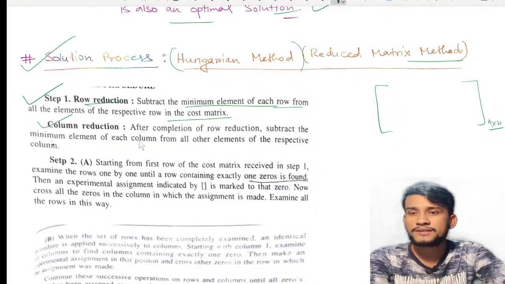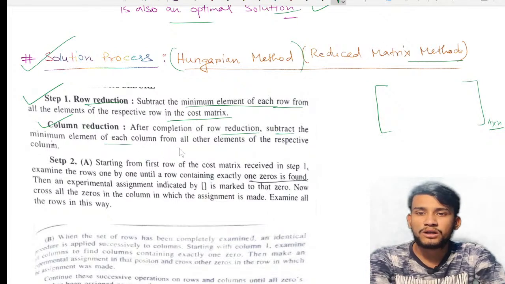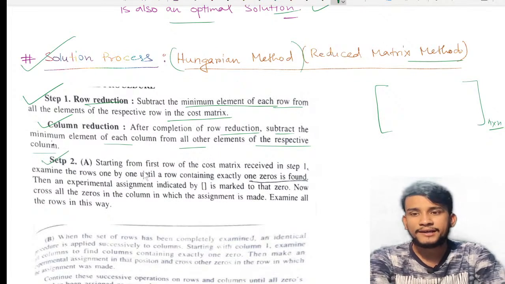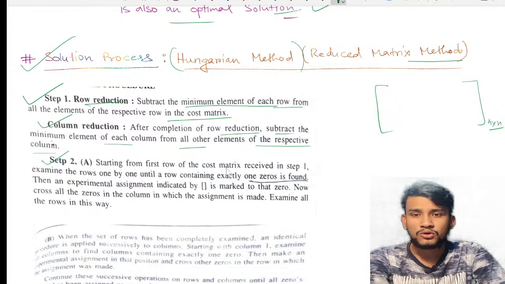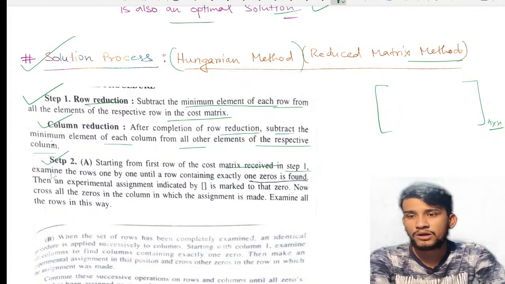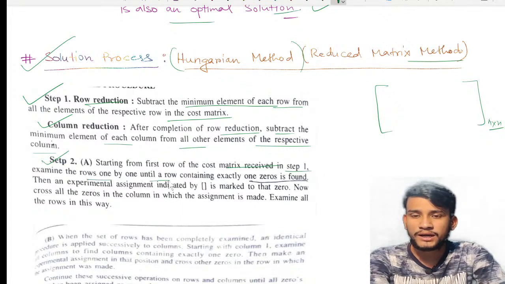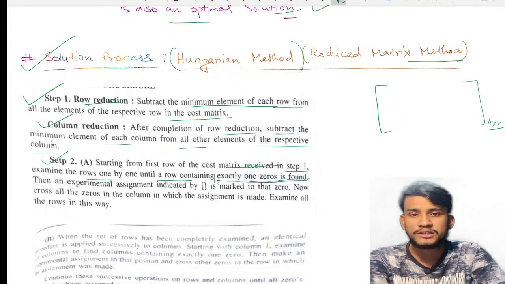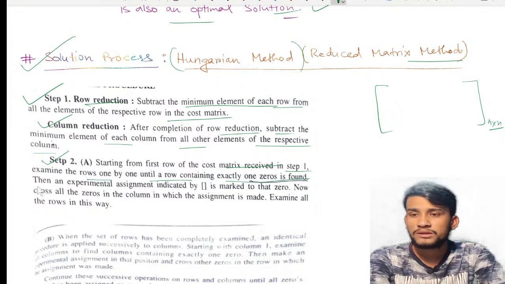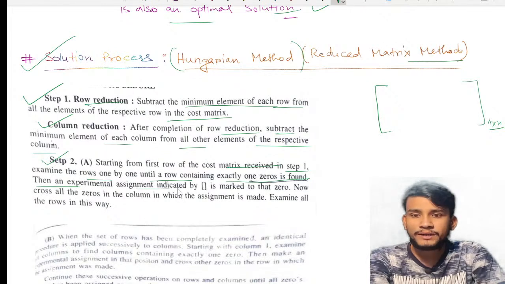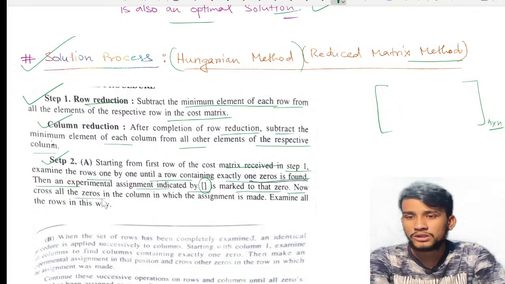Okay, column reduction. After completion of row reduction, subtract the minimum element of each column from the other elements of the respective column. Okay, step 2a: starting from the first row of the cost matrix received in step 1, examine the rows one by one until a row containing exactly one 0 is found. Then an experimental assignment is indicated by a square bracket marked on the 0. Now cross all the zeros in the column in which the assignment is made.